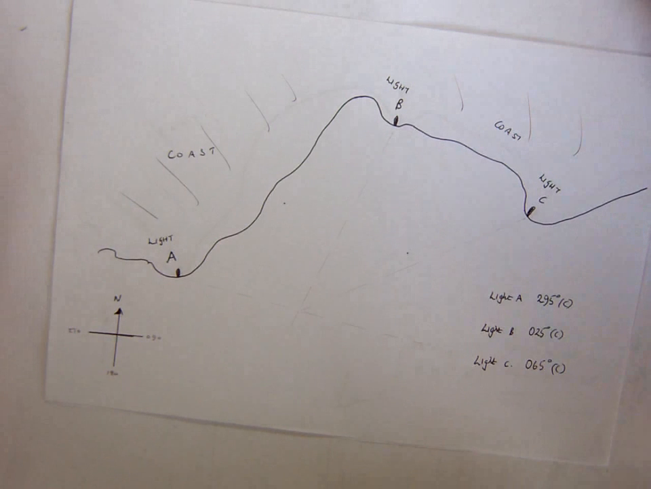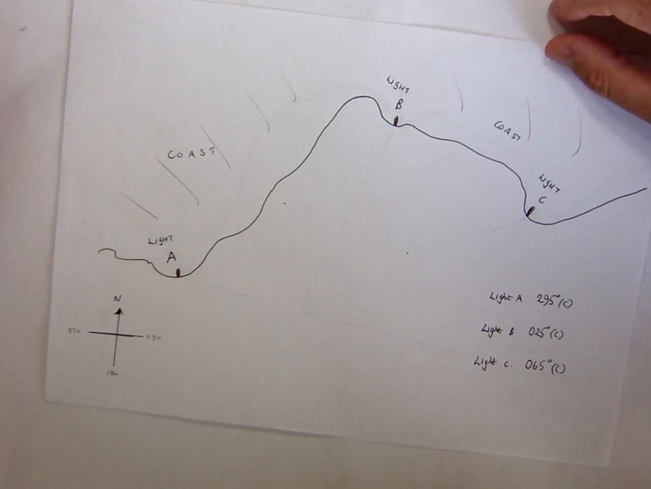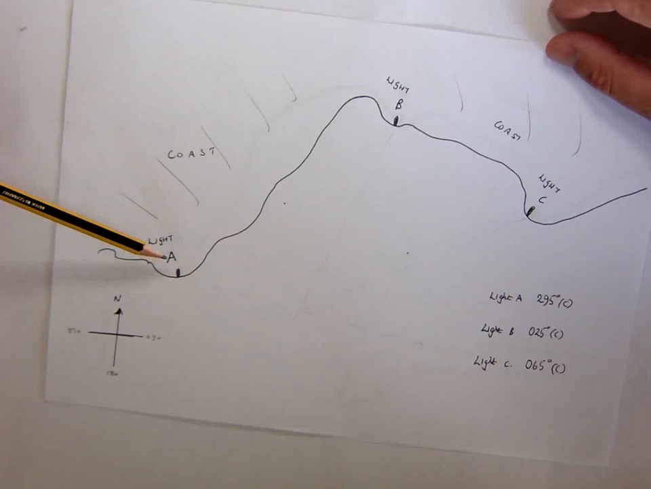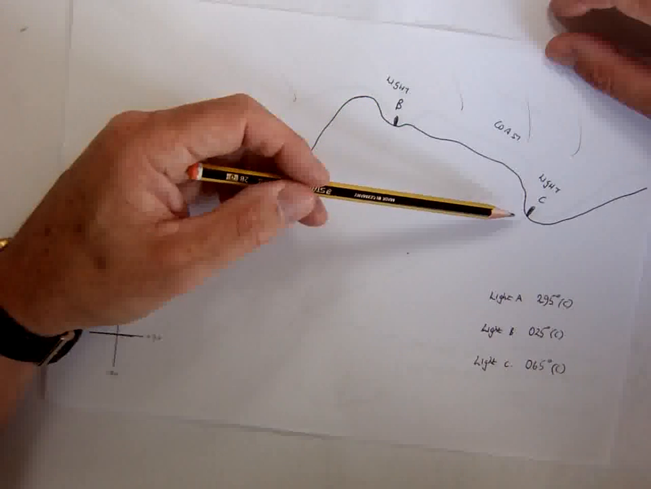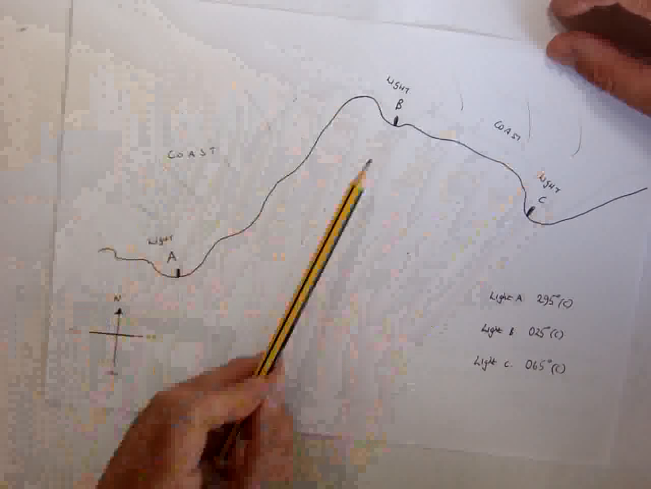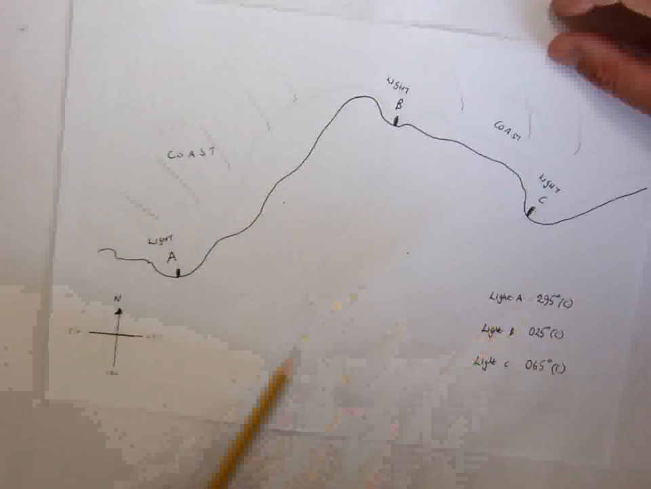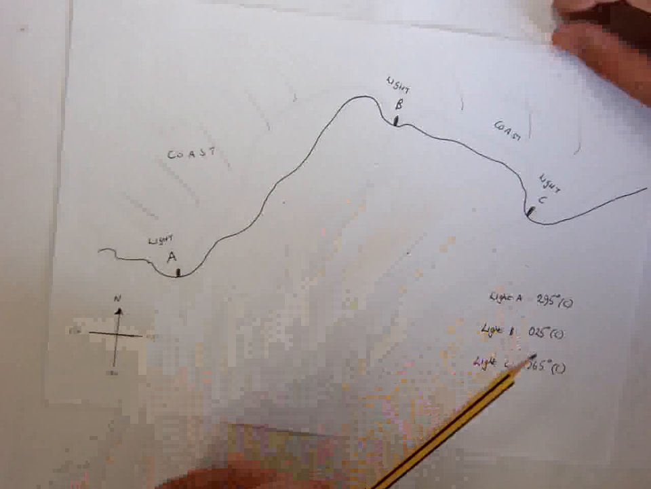We're going to look at a problem now where we've obtained 3 compass bearings. In this example we're going to assume that we've obtained 3 compass bearings of 3 lights: Light A, light B and light C. On the drawing this is the coast along here and these are 3 lights. We're somewhere in this vicinity here and we've obtained 3 compass bearings.